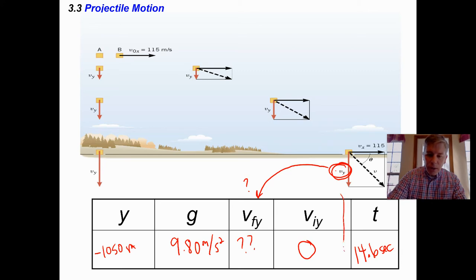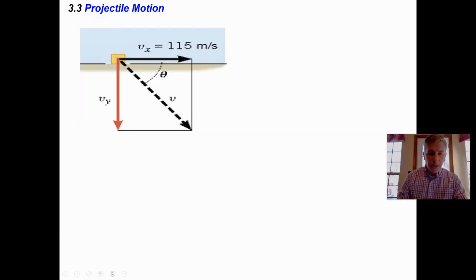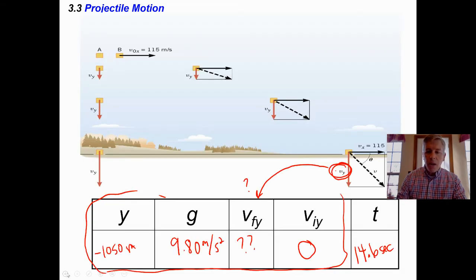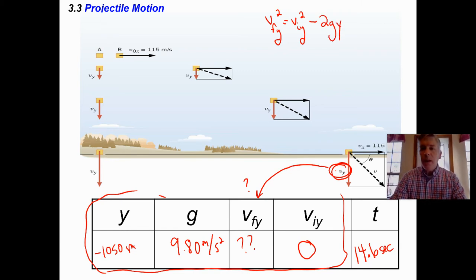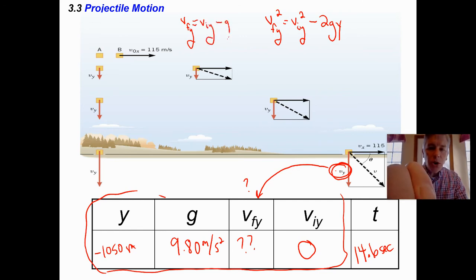I like to do this using the information that was all given to me in the problem, as opposed to using that time. So if I was trying to solve it, I would use the fact that Vf in the y direction squared equals Vi in the y direction squared minus 2 times g times y. However, since you do have time, you could also use the equation that Vf in the y direction equals Vi in the y direction minus g times t. Either one of those would work. They should give us the same answer.